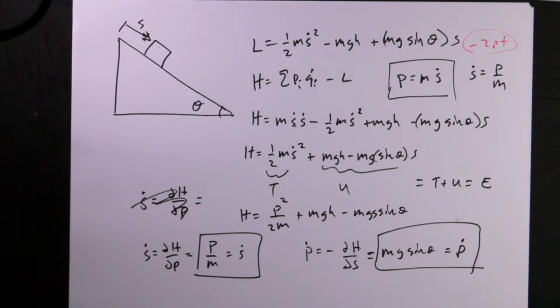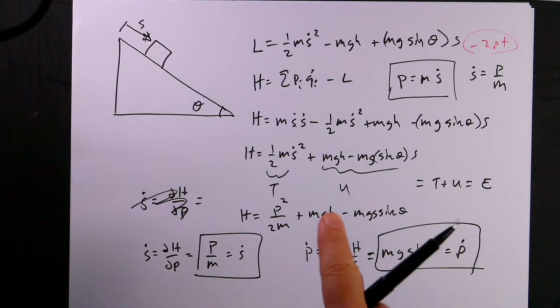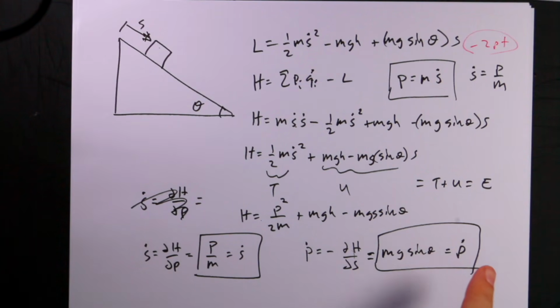Okay, here's an important point that's the difference between Lagrangian and Hamiltonian. I have a solution. I have two first-order differential equations. And with the Lagrangian, I had one second-order differential equation. So that's the difference, okay?